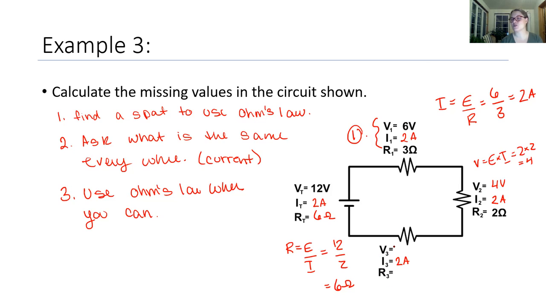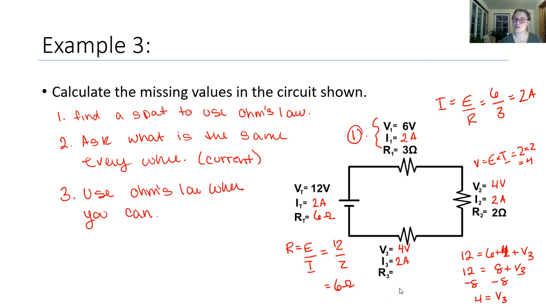And now we have one last piece left. We know all the voltages have to add up to the source, so all the voltages have to add up to 12. So 12 is equal to 6 plus 4 plus the voltage at 3. Let's just subtract them. 12 equals 10 plus voltage at 3, minus 10, so 4 is equal to the voltage at 3. So this is 4 volts.